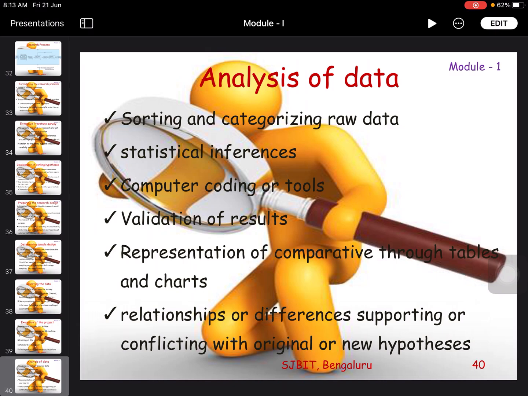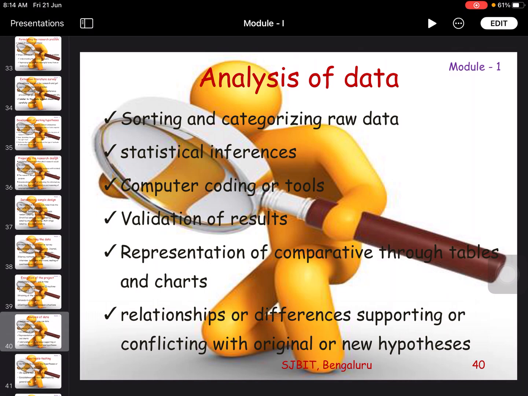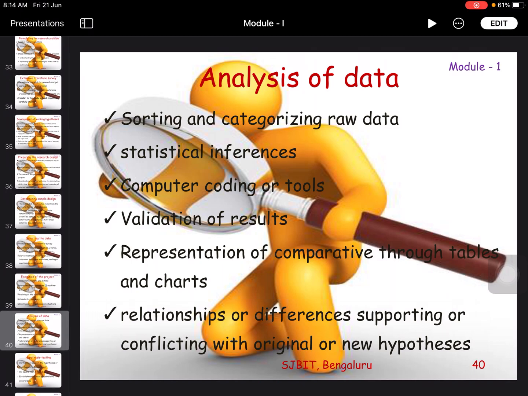So in analyzing the data, we have to sort out and categorize the raw data. Statistical inferences have to be drawn, and then computer coding of the tools has to be done. We have to validate the data, then compare it in tables and charts. Then we will have to find what is supporting or conflicting with the original work that has been carried out, and the new hypothesis that is drawn out of that.